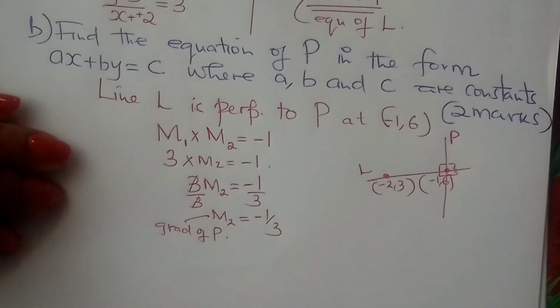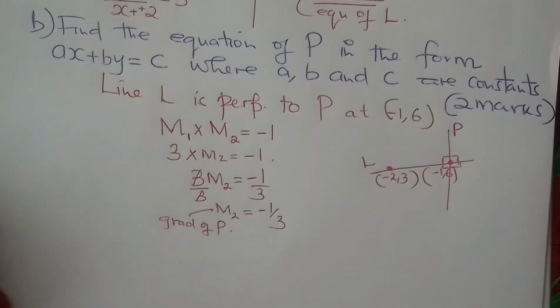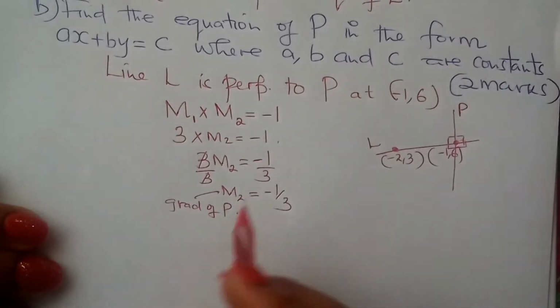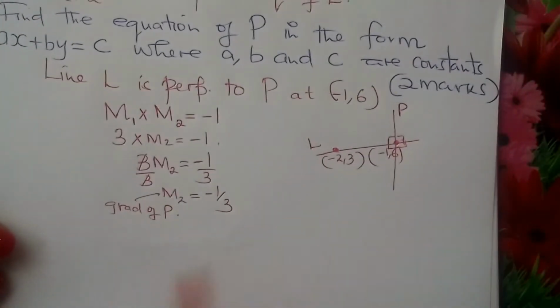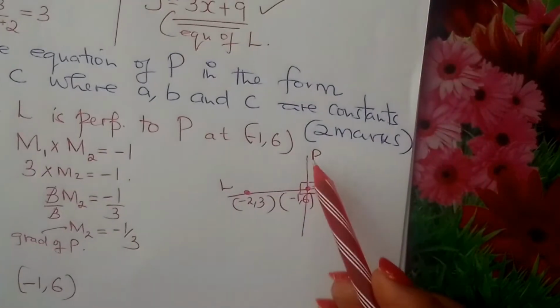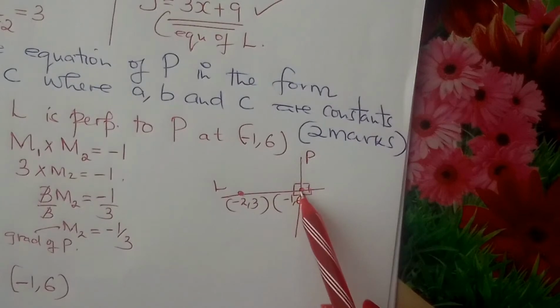Okay, from there, learner, you now pick the point (-1, 6). Your line P was passing through (-1, 6).